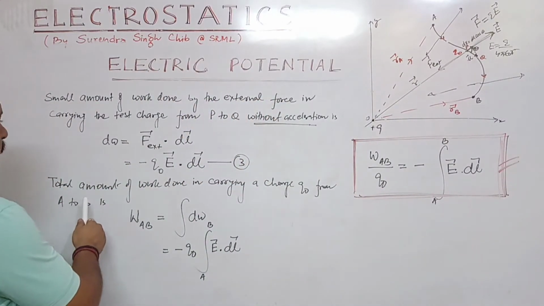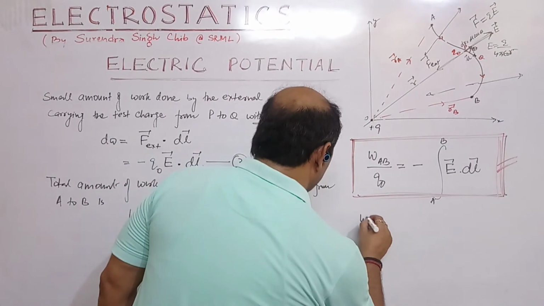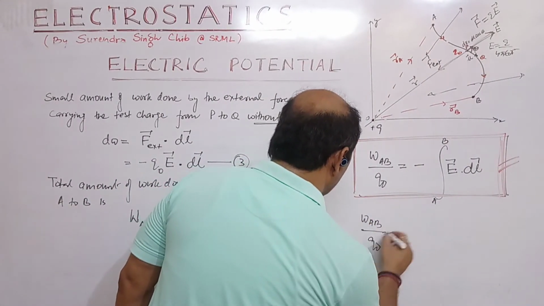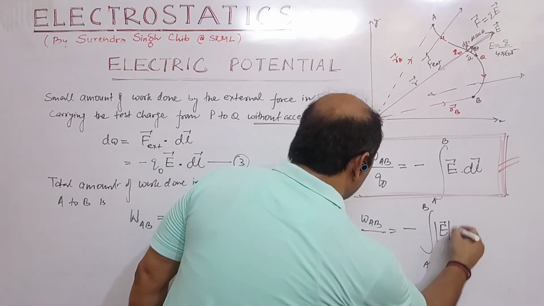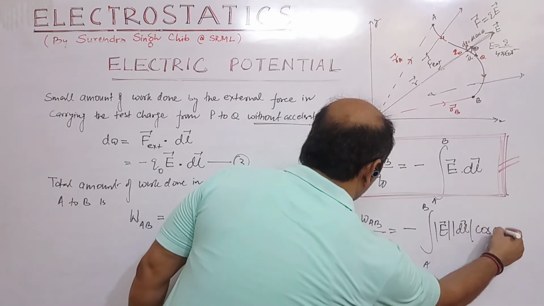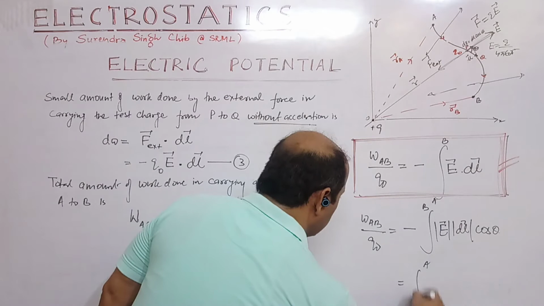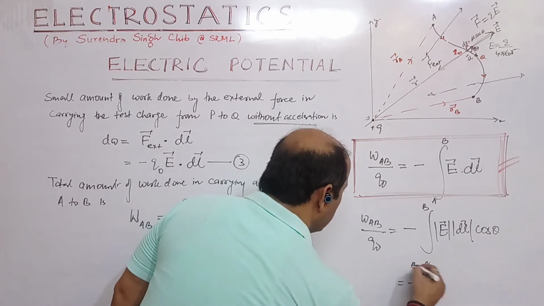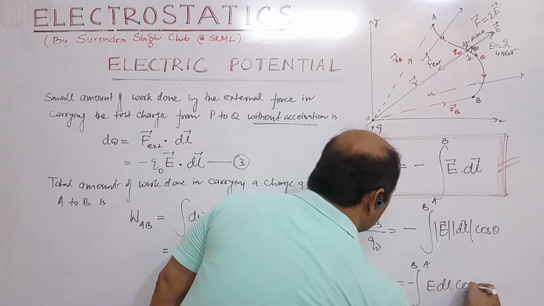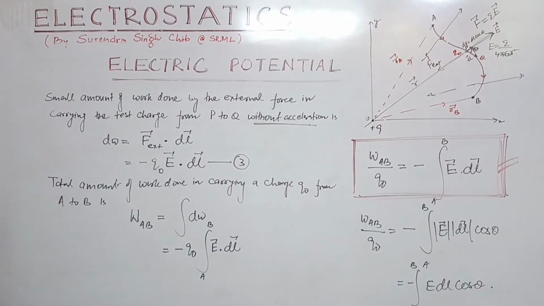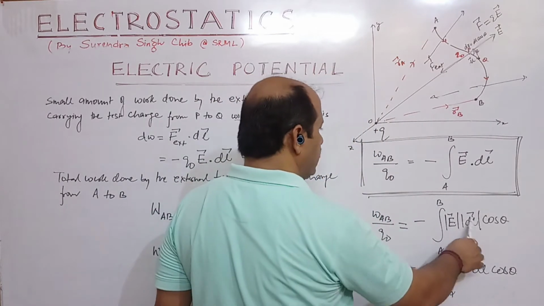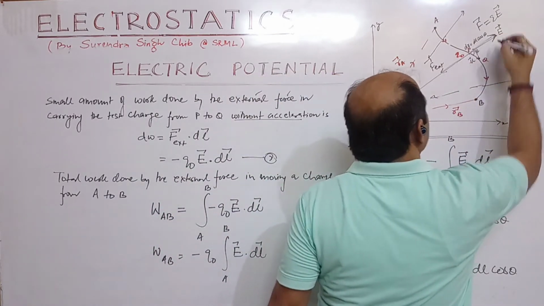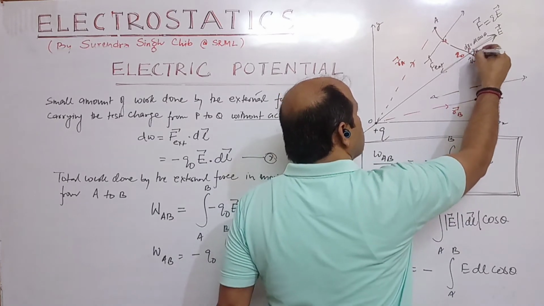Now let's derive it further. Work done upon Q naught equals minus the integral from A to B of mod E, mod dl, cos theta, or you can write minus integral A to B of E dl cos theta. What is theta? Theta is the angle between the E vector and the dl vector. This is the E vector, this is the dl vector, and this is the angle theta.